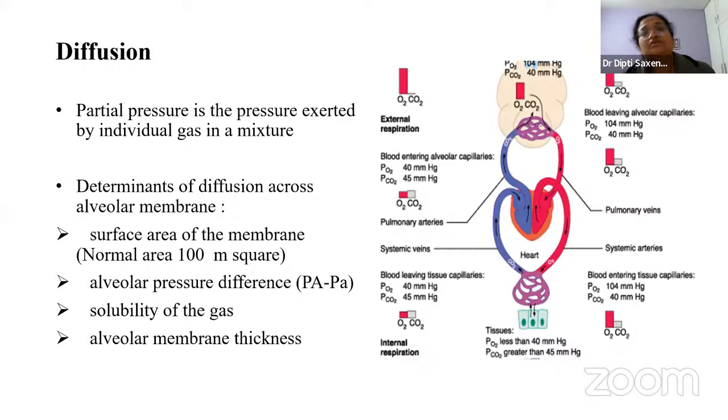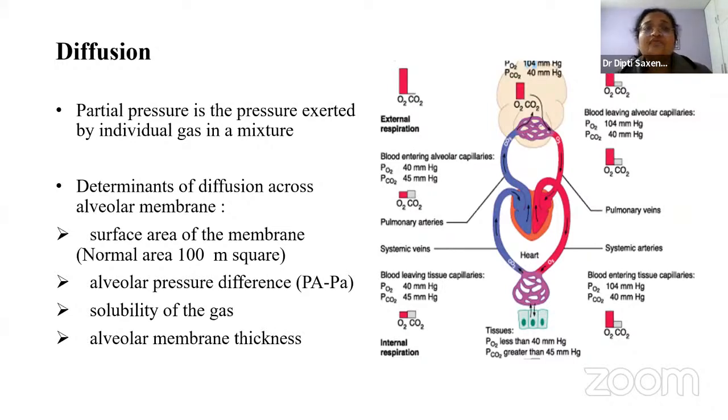Now we come to the second important phenomenon that occurs in lung, that is diffusion. We have seen various aspects of ventilation. I have not covered respiratory mechanics. Now we come to the diffusion part. Let me introduce a very important concept, the partial pressure of a gas. What is the partial pressure of a gas? It is the pressure exerted by an individual gas in the mixture.